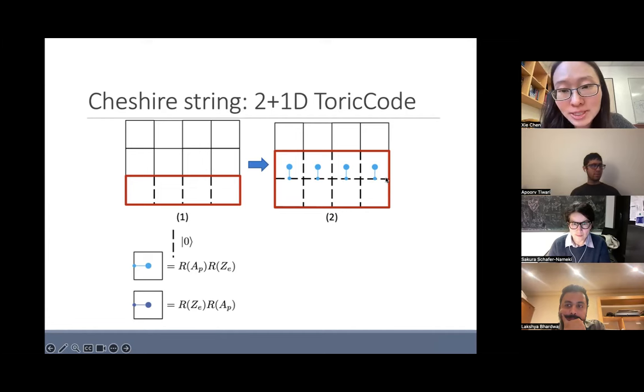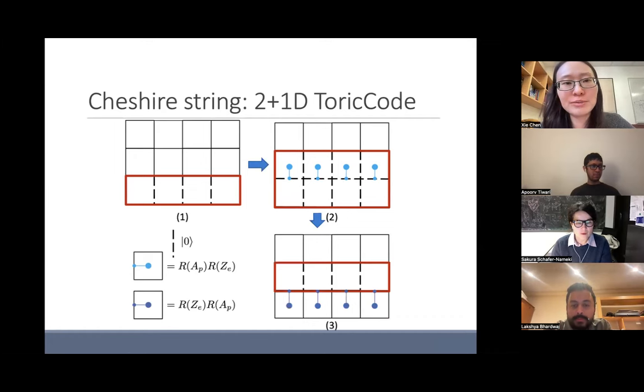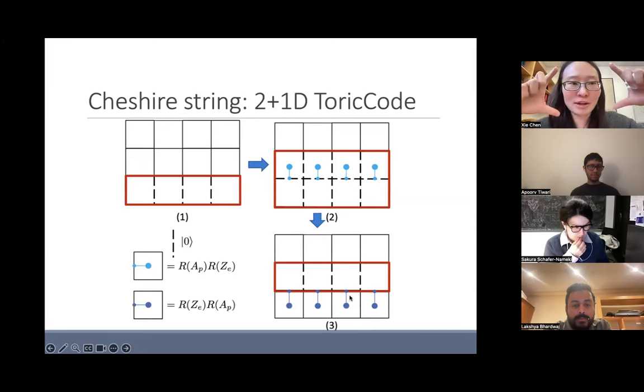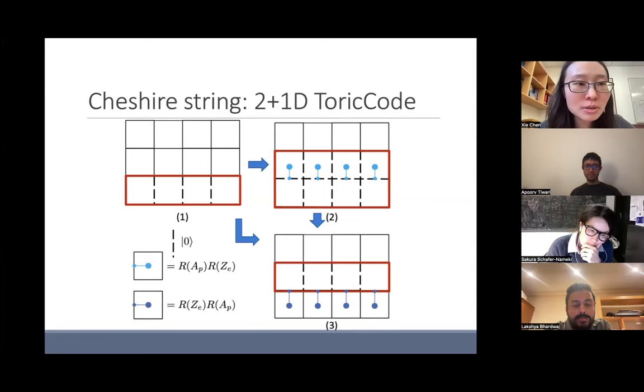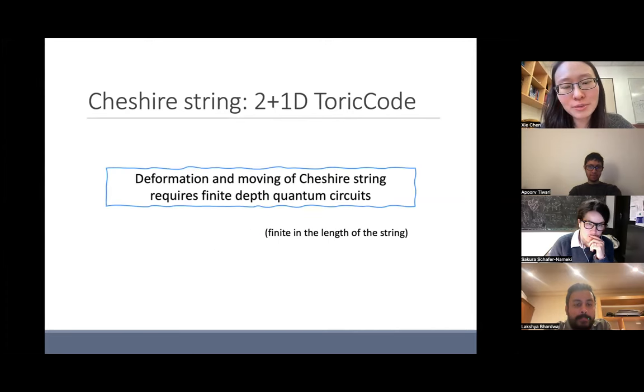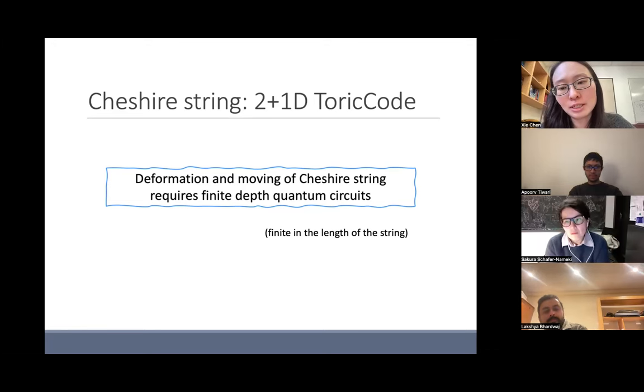So we can apply them in a single step, meaning that if we start from a defect and just want to make it thicker, make it look slightly different, this can be done with a finite depth circuit. And then if we want to make it thinner, we can do another layer of commuting gate set. This is another finite depth circuit that will shrink it back from width 2 back to width 1. If we combine these two steps, we have a depth 2 circuit that can move the Cheshire string by one lattice constant. So if we want to just move the Cheshire string, we can do it with a finite depth circuit. So deformation and movement of a Cheshire string requires only a finite depth quantum circuit, finite in the length of the string.